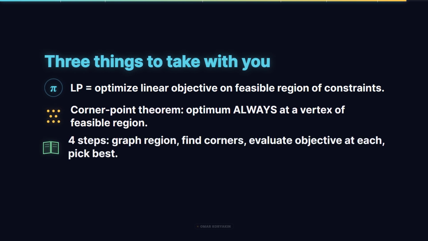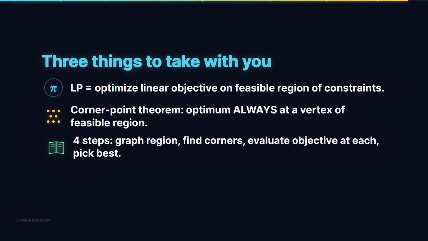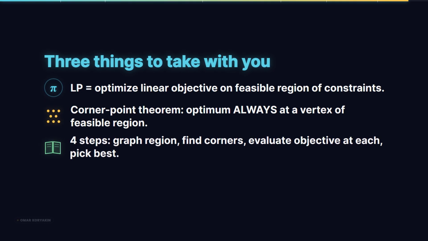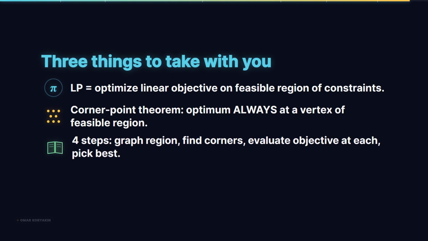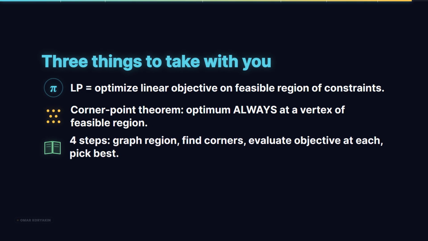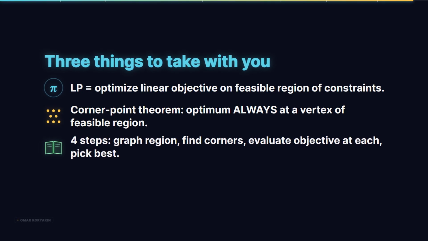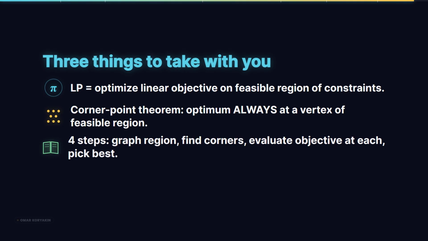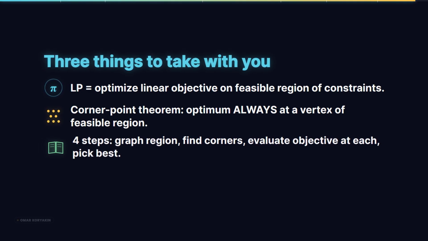Third, the 4-step procedure is graph the feasible region, find all corner points by solving boundary systems pairwise, evaluate the objective function at each corner, and pick the corner with the optimal objective value. Maximum if the problem says maximize, minimum if it says minimize. The procedure is mechanical once practiced and produces exact optimal solutions reliably for any well-posed 2-variable linear program.